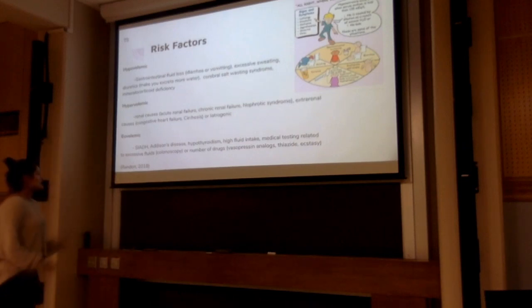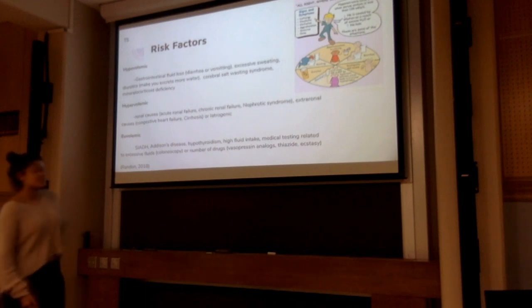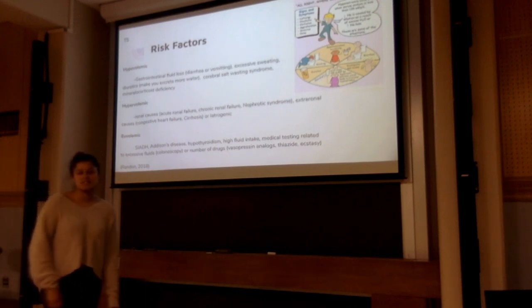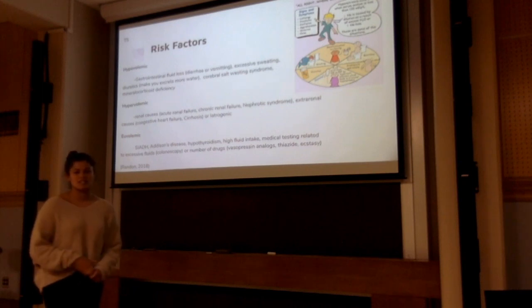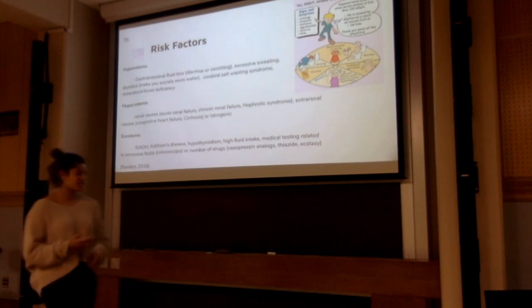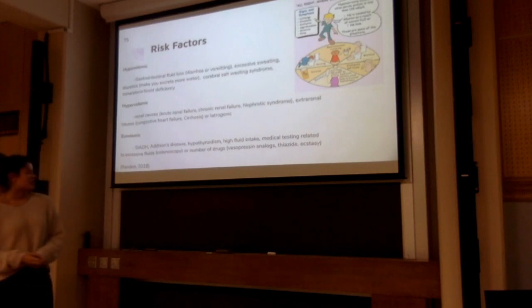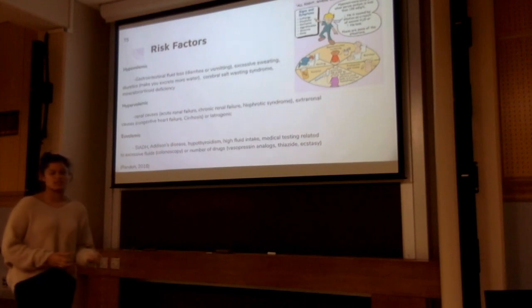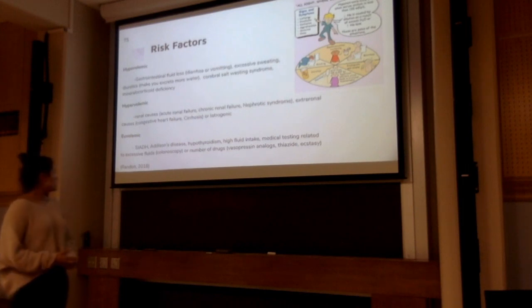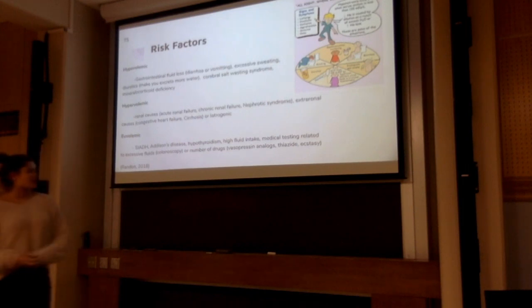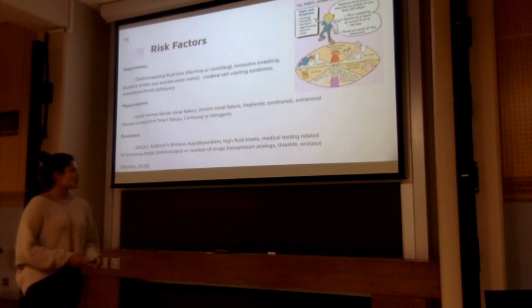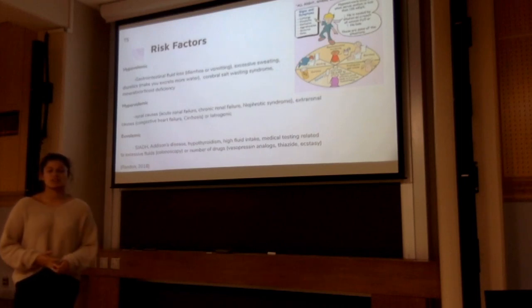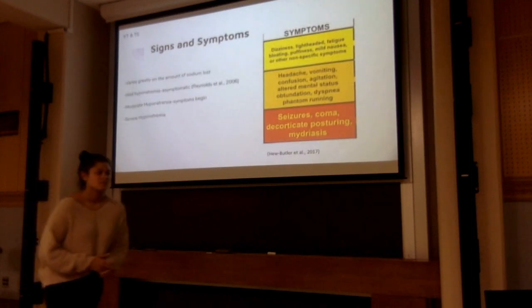And then the euvolemic, as I said before, SIAD, or there's Addison's disease, and this is because Addison's disease damages the glands that are on top of the kidneys, so there can't be water retention from the kidneys like it's supposed to be doing. Also hypothyroidism, high fluid intake, medical tests such as a colonoscopy, because they make you drink lots of fluids before the test to do it correctly. Or from a number of drugs such as vasopressin analogs, thiazide, as I said earlier, or ecstasy, because with ecstasy there's high fluid intake and an inappropriate stimulation of ADH.